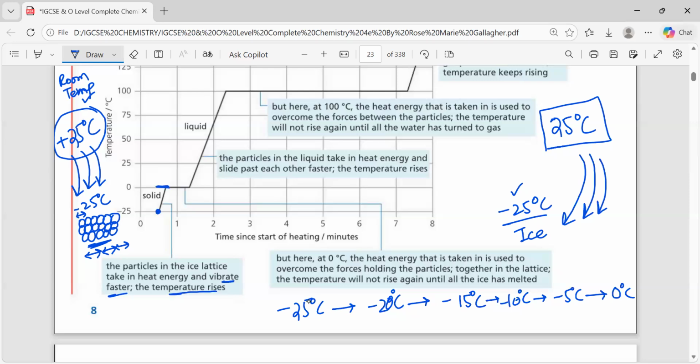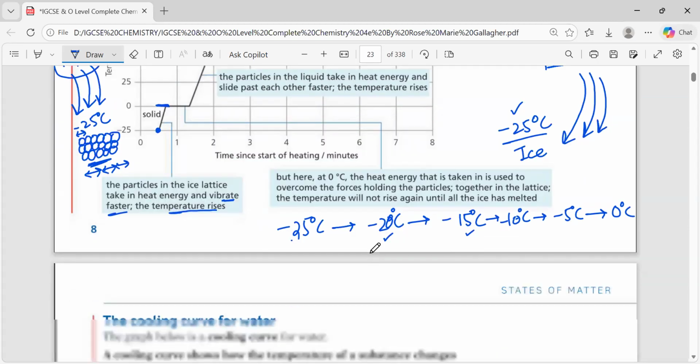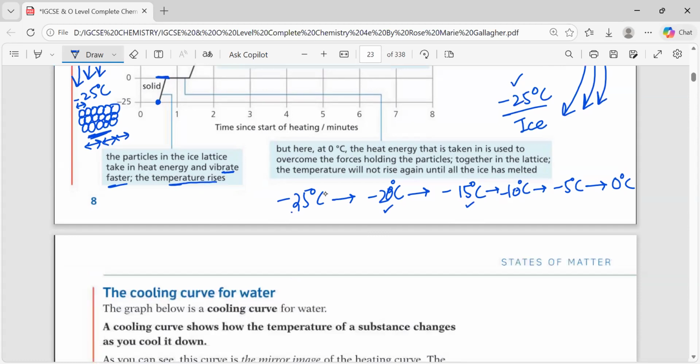So what is happening initially? If we ignore the negative sign, the temperature is decreasing, right? 25 to 20, 15, 10, 5, 0. But we can't ignore the negative sign. Remember this mathematics rule: whenever you have a negative value, the more negative the value is, the less it is. More negative means it is less.